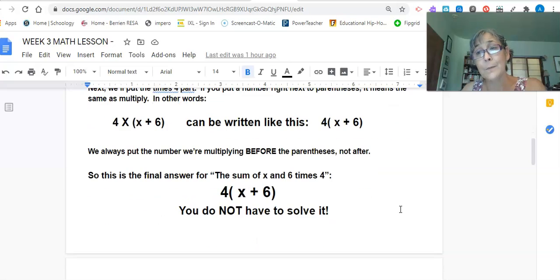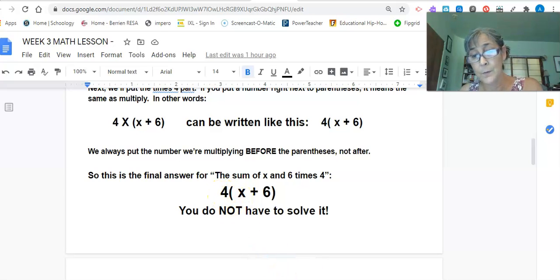Now, here's the weird thing. When we put multiplication next to a parentheses like this, we always put the number before the parentheses that we're multiplying by. I don't know why, but that's what we do. And if the 4 is right next to the parentheses, that's like there's an invisible times sign in there, so you know you're going to times it. However, since there's parentheses over here, that means we're going to do this part first and then do the times. So this is what it looks like. The sum of x and 6 times 4. The sum of x plus 6 is here, times 4 is over here.